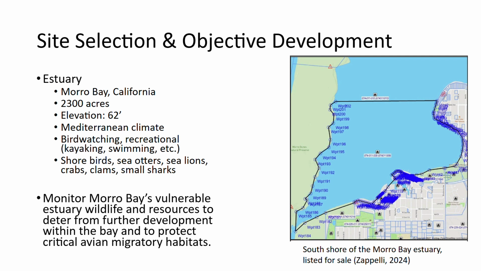Currently, there are 538 acres listed on the southern shore of Morro Bay, as shown on this image here. So I decided to go out to this area to study what kind of birds there were and what kind of landscape might be affected by development.